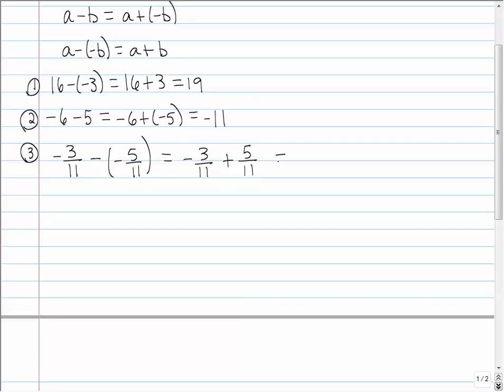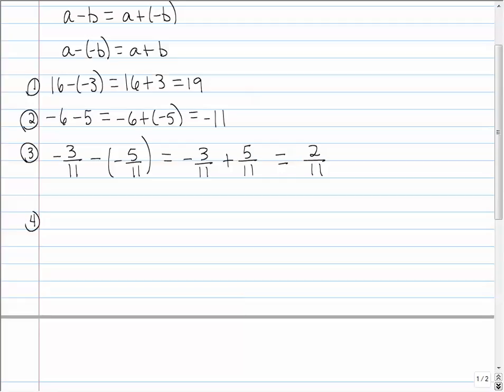And now we go by our rules. So now they have different signs, right? So you're going to subtract. So you get 2 over 11. And 5 is larger than 3, and it's positive, so your answer will be positive. So all we're doing is rewriting them as addition problems, and then we're going by our addition rules.